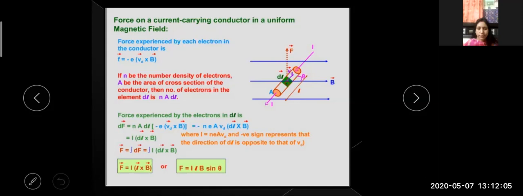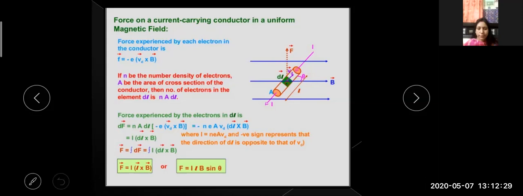At 0 degree or 180 degree angle, a current carrying conductor experiences minimum force, and at 90 degrees, it experiences maximum force. I hope this is clear to you. And the direction of this force is given by Fleming's left hand rule or right hand screw rule. So what is Fleming's left hand rule?